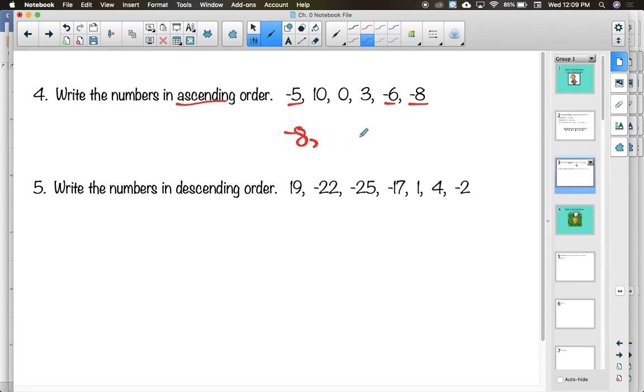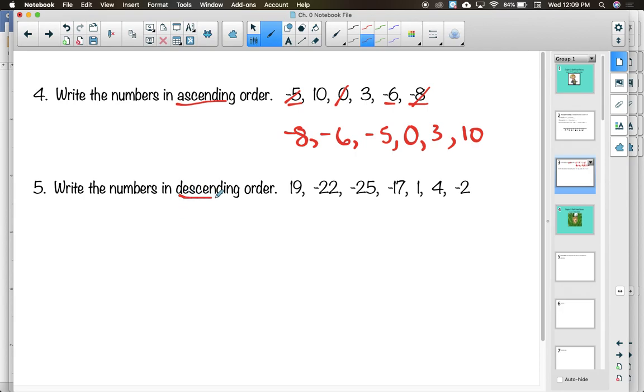There it is. Next, same thing, -6 and -5. Then I use 0. 0 is right between my negatives and my positives. And then I can order my positives, 3 and 10. Okay, so my list in ascending order is -8, -6, -5, 0, 3, 10.